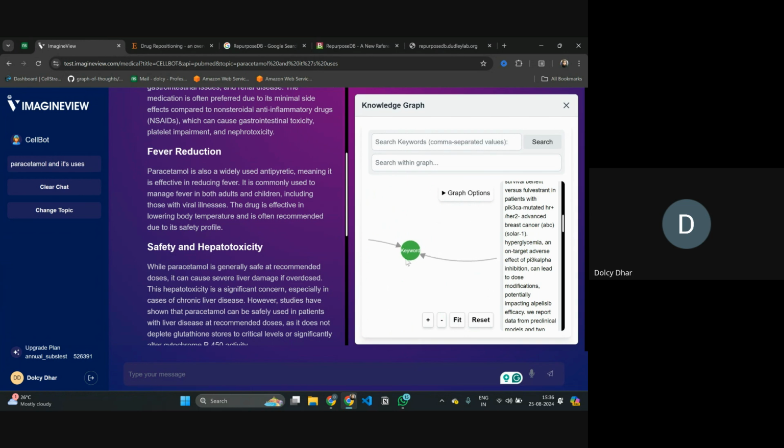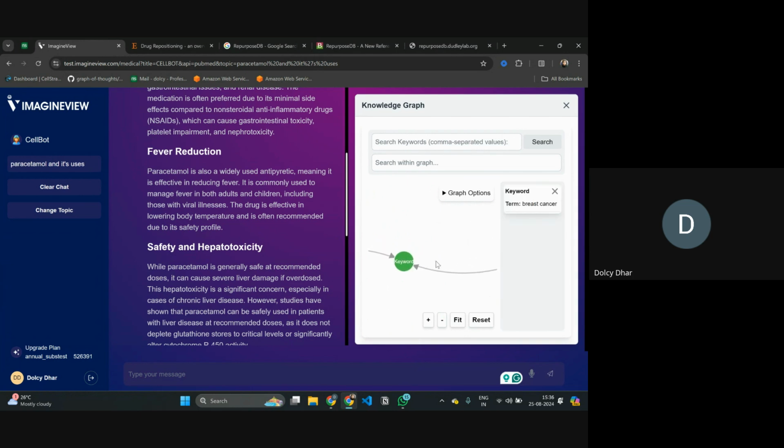So if I zoom in, there's a particular keyword called breast cancer, and most of the papers which are interconnected with this keyword would be linked. So as we can see, graphs are a very good way of modeling information, and we are trying to make your life simpler by giving you an option where you can visualize information very easily.